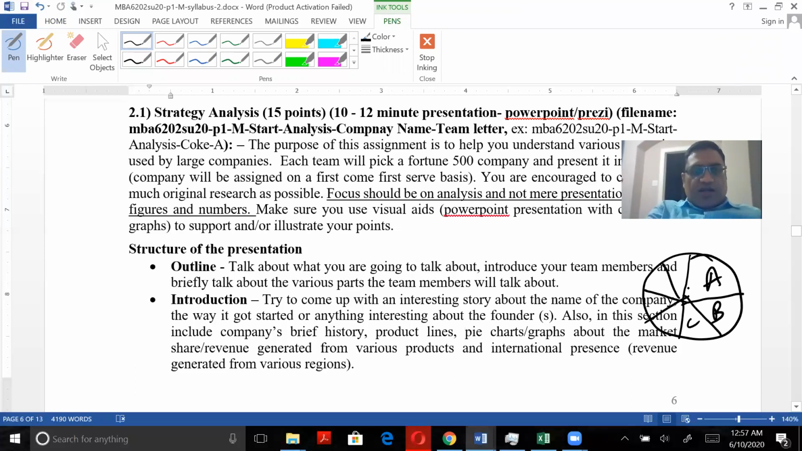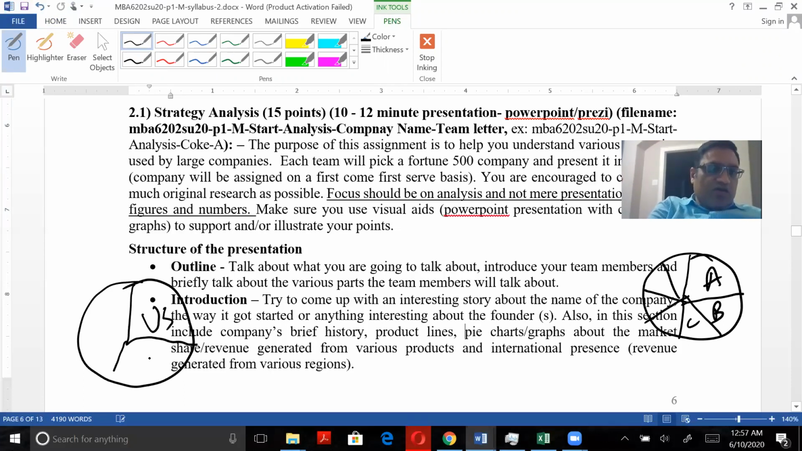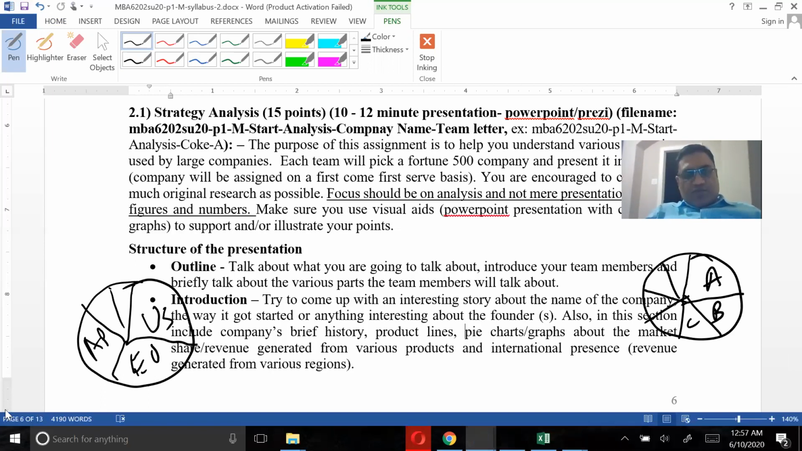And the other product is, where are they making the money from? So this could be US, this could be EU, this could be Asia Pacific, and so on and so forth. Okay. So these will immediately give an understanding of what the company does.